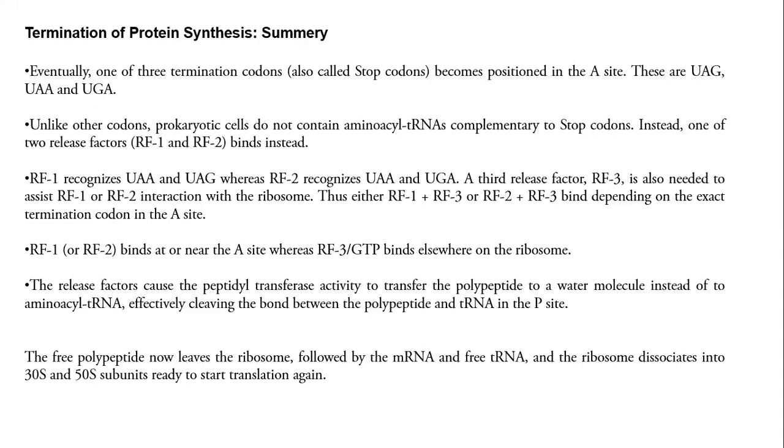The free polypeptide now leaves the ribosome, followed by the mRNA and free tRNA. The ribosome dissociates into the 30S and 50S subunits with the action of IF3, and these are ready to start translation again.